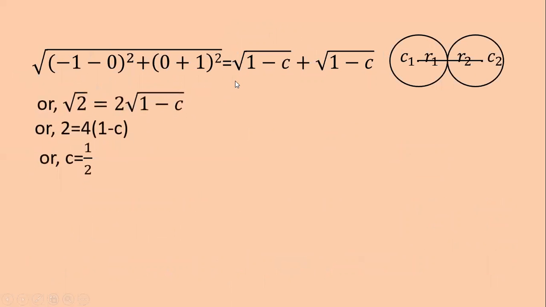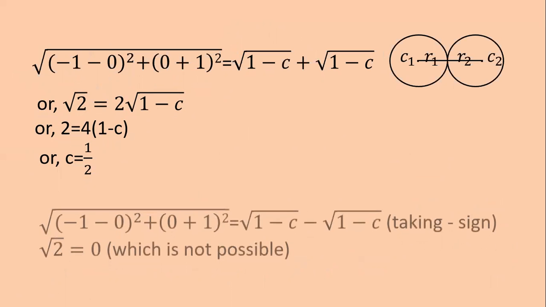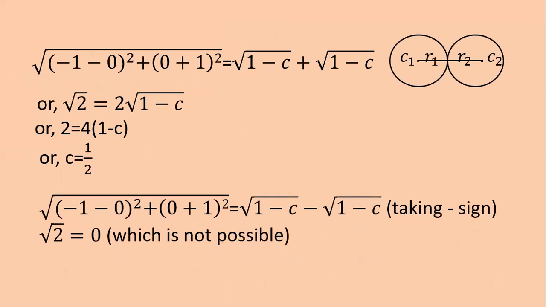So root 2 is equal to this. After squaring both sides, we get c is equal to half. But let us see what happens when they touch internally. As the radii are the same, if we subtract, it will be 0.